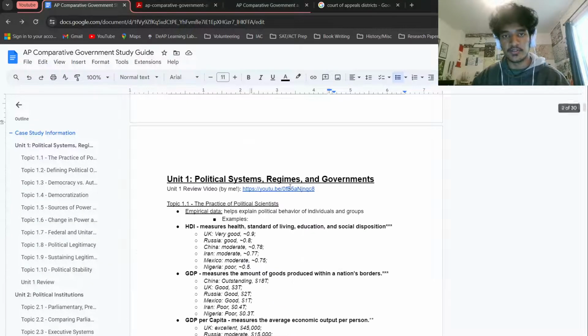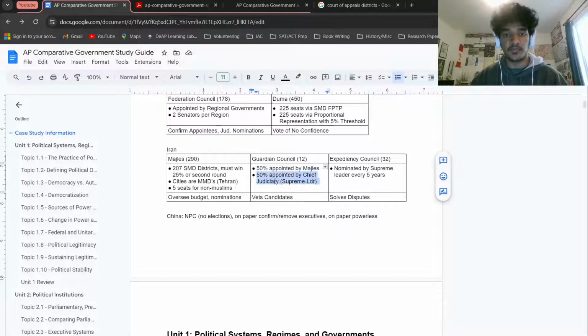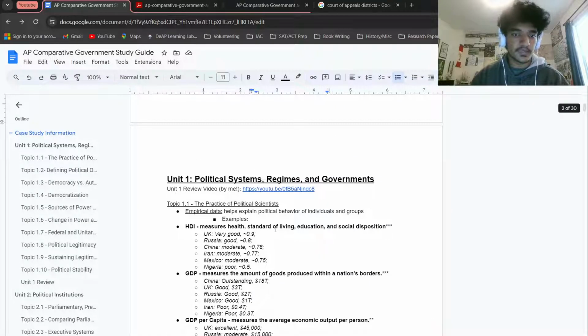And same with the Guardian Council. They also have to be students of the Islamic law, because, once again, if they're appointed by the Chief Judiciary, and the Chief Judiciary is Islamic Sharia law, then they have to know Sharia law. And Sharia law is a little different than the Western interpretation. It is like a system of law, just like the English common law. It is a system of law at the end of the day.